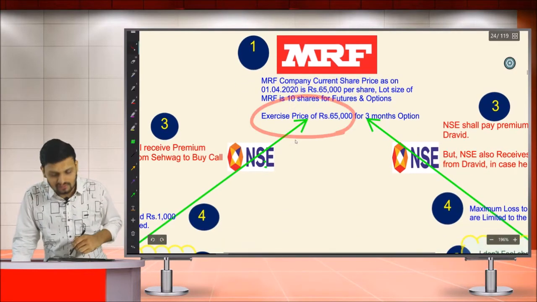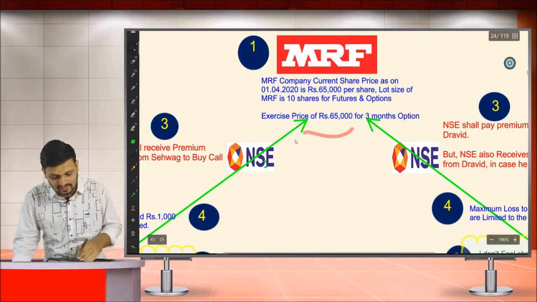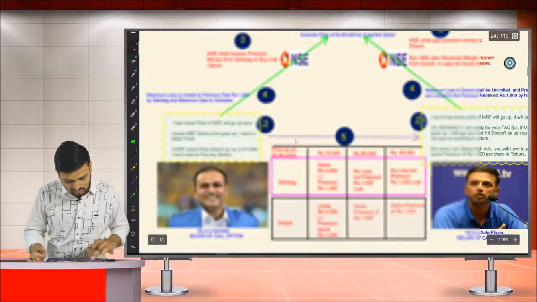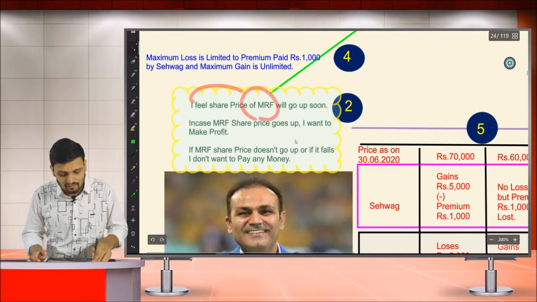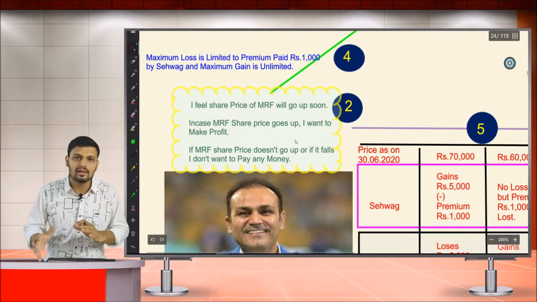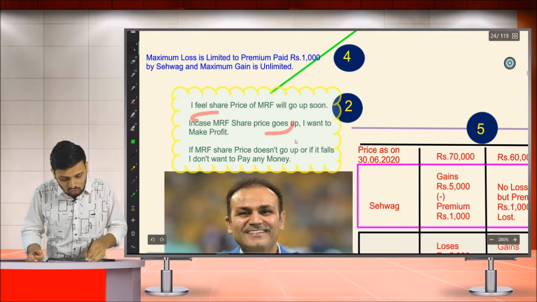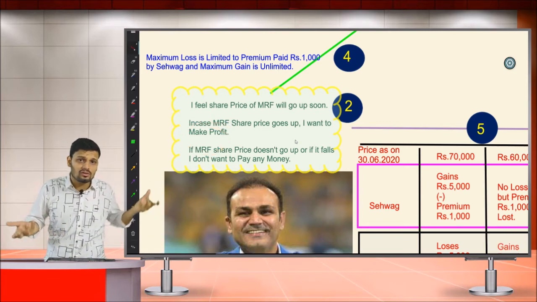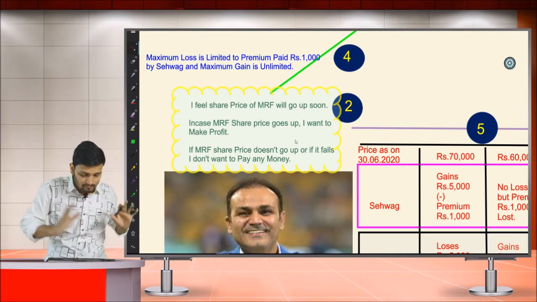Exercise price of rupees 65,000 for 3 months option. So we have selected an exercise price of 65,000. Okay, now, what is this person Sehwag wanting? I feel the share price of MRF will go up soon. So what is he thinking? The share price of MRF will go up. In case the MRF share price goes up, I want to make profit. So he wants to make profit if the MRF share price goes up, because his expectation is that the MRF share price will go up.